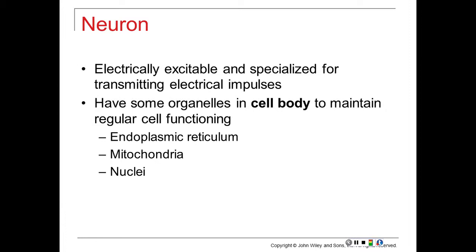So a neuron is an electrically excitable cell. It's a highly specialized cell that's specialized for transmitting electrical impulses.